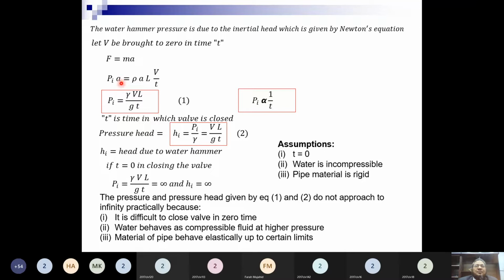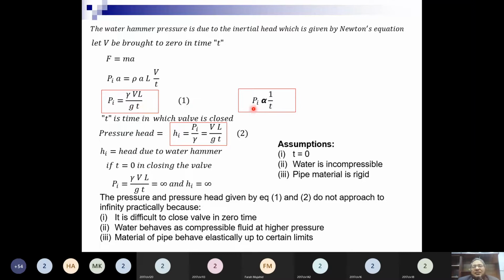A is the area of pipe. So this is equal to m times a. The mass is rho A into L, where L is the length of pipe and A is the area. So this is the volume of pipe into rho, which is the mass, into V over T. This is the acceleration. If you solve this, Pi is equal to gamma V L over g T. So this is the inertial pressure.